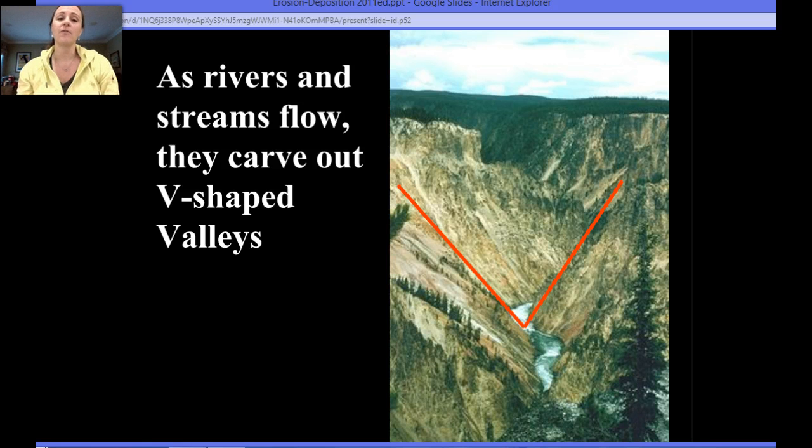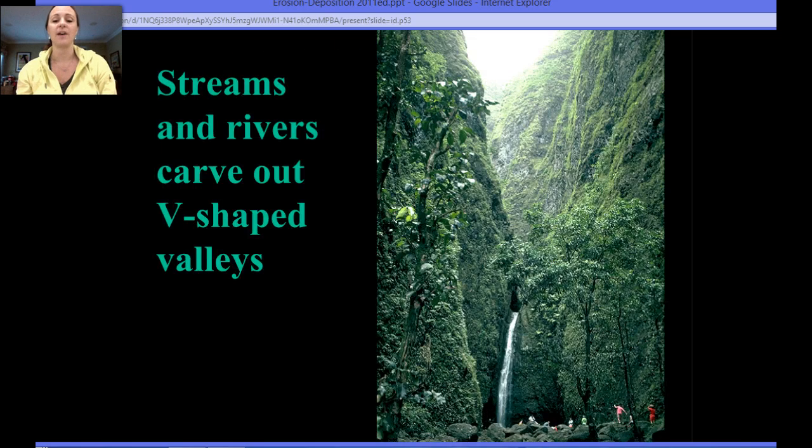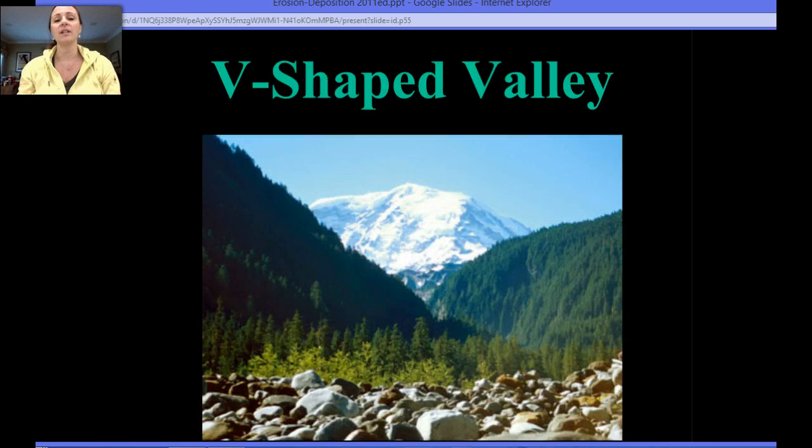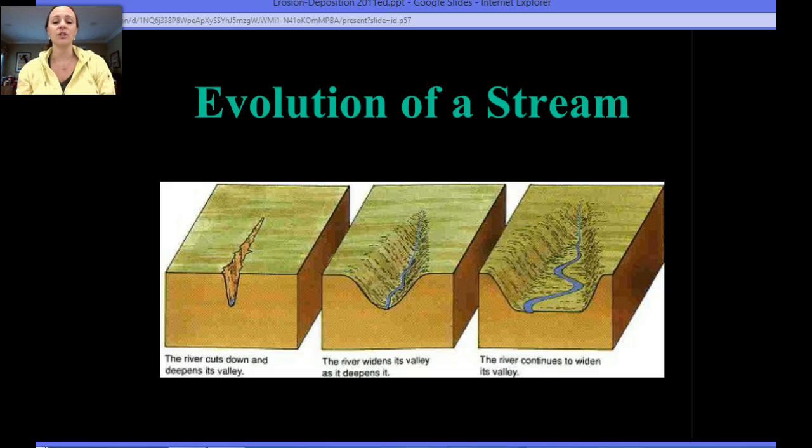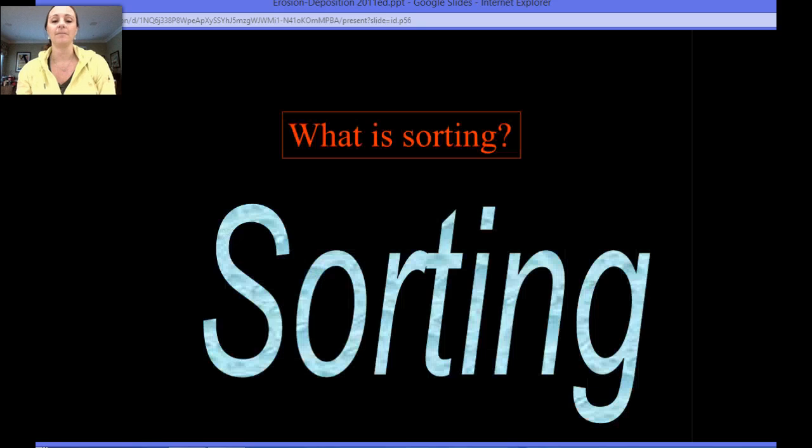Now, as we said before too, as the water moves, it will carve V-shaped valleys. But let's talk more about the evolution of a stream and how the water cuts through the land, carries sediments with it, and deposits them elsewhere. So over time, the river will widen the valley and it will create a deeper valley.